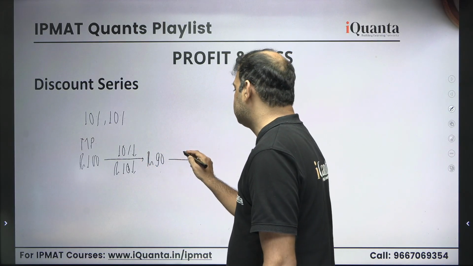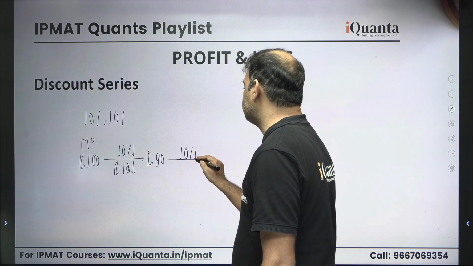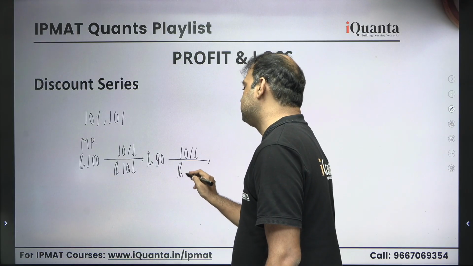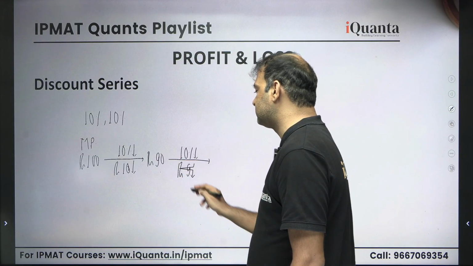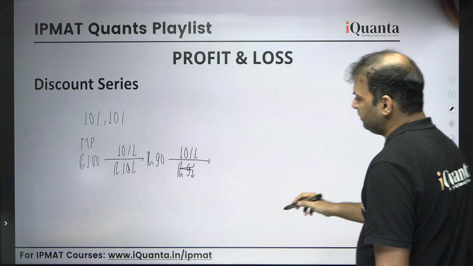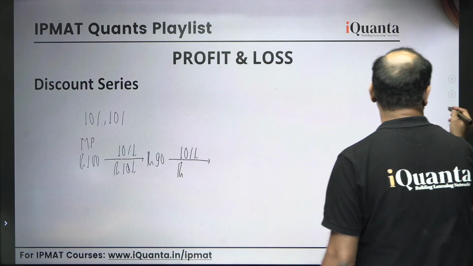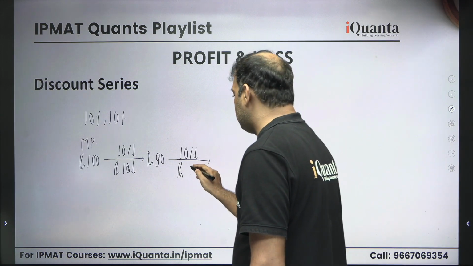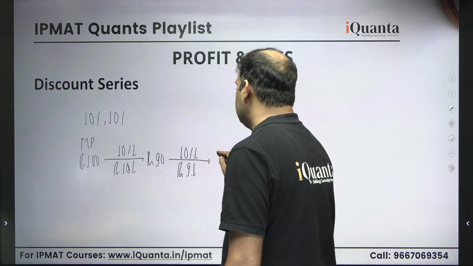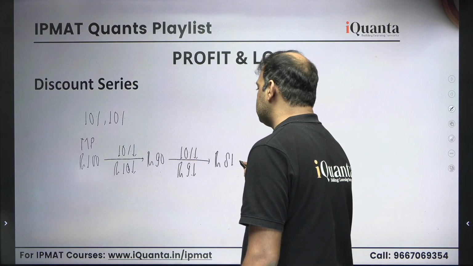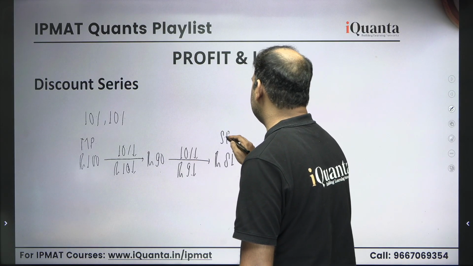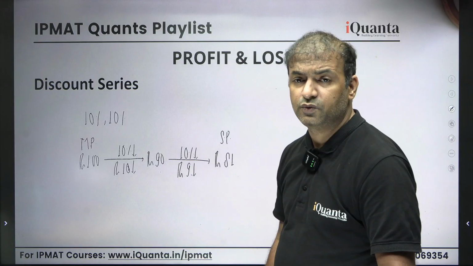Discount percentage is 10% in the second case. Now 10% of 90 is rupees 9. So 90 minus 9 we can say is basically 81. All right, 90 we subtracted 9 and we got 81 in the end. Simple. So guys, we can say that this 81 is the final selling price which we have.